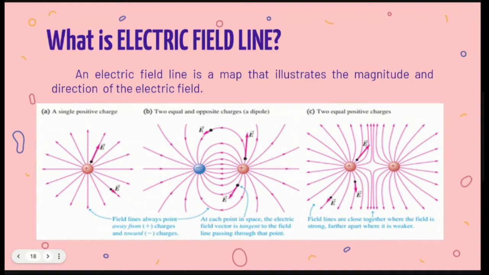Number two, there are two electric charges, two equal yet opposite charges. We also call that one a dipole. As you can see, a single positive charge and a single negative charge are present, and yet the arrows point towards the negative charge. So why does that happen?